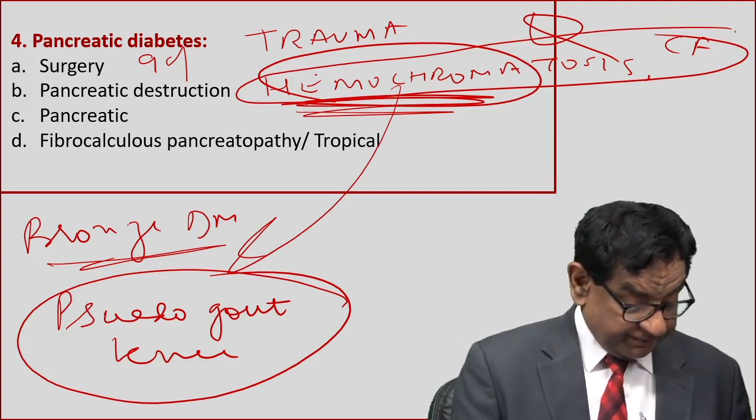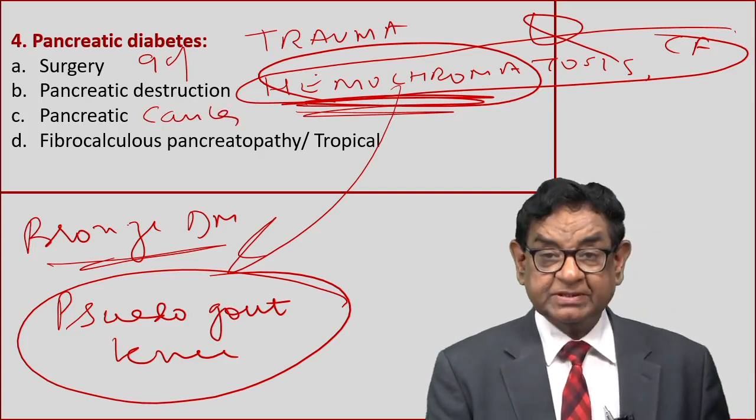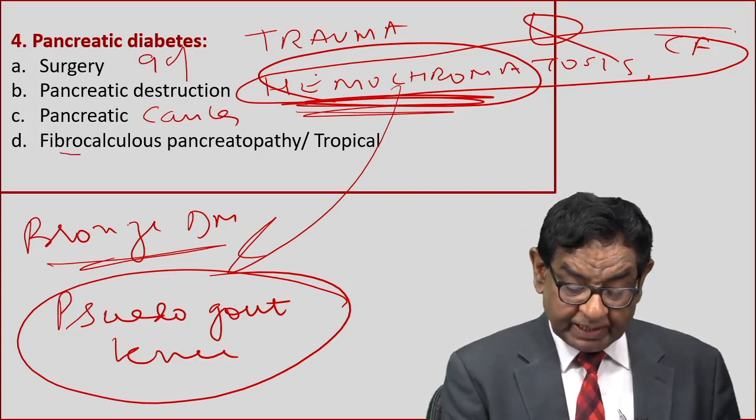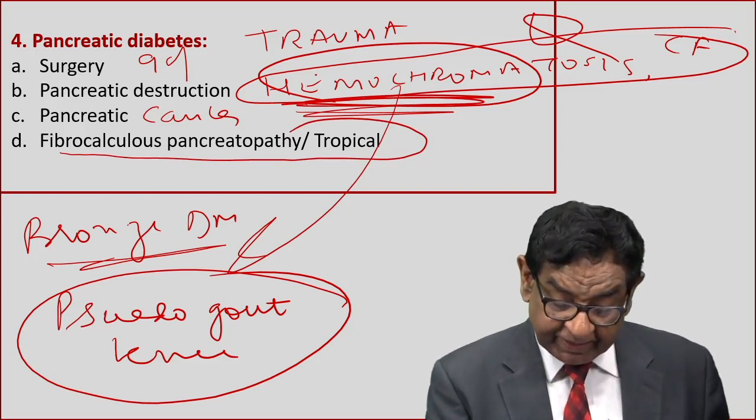We proceed further. Pancreatic cancer can lead to diabetes, hyperglycemia. Fibrocalculous pancreatopathy, also called tropical calcific pancreatitis.